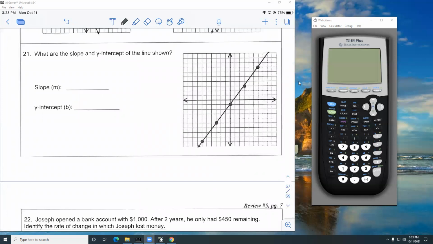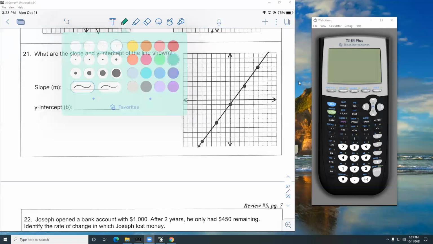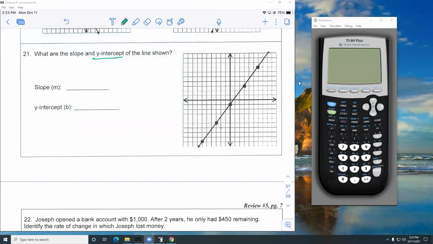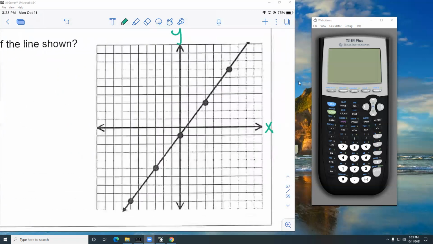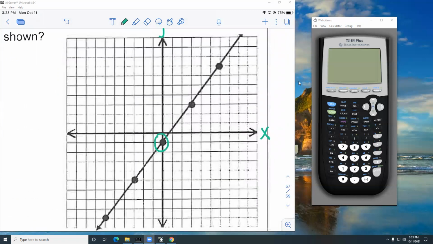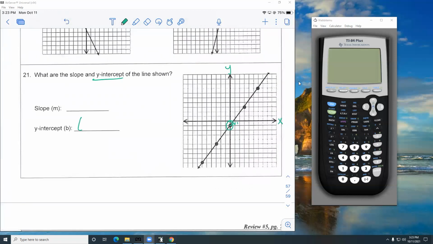All right, what are the slope and the y-intercept of the line shown? Let's start with my y-intercept just because it's a lot easier to identify on a graph. X is side to side, y is up and down. Looking at my y-axis, I cross right here. I go down 1, so that is at the point negative 1. So my y-intercept is at the point (0, -1).